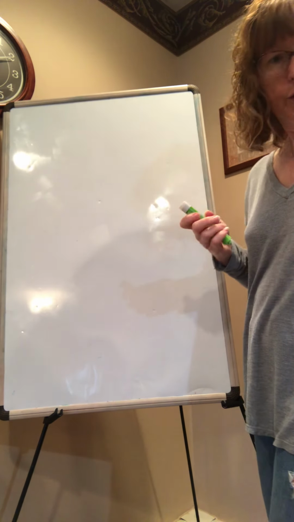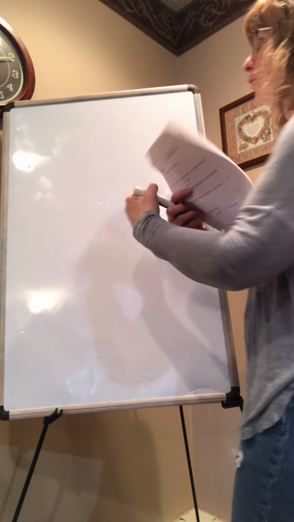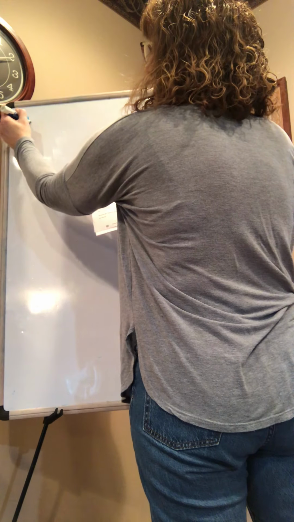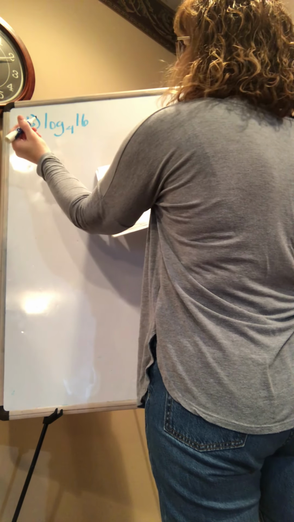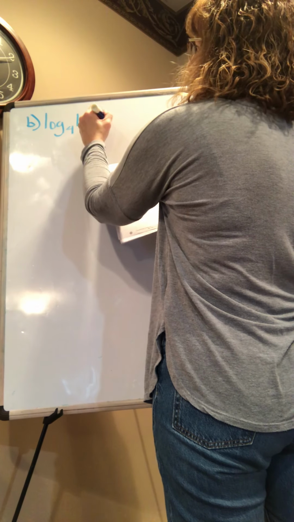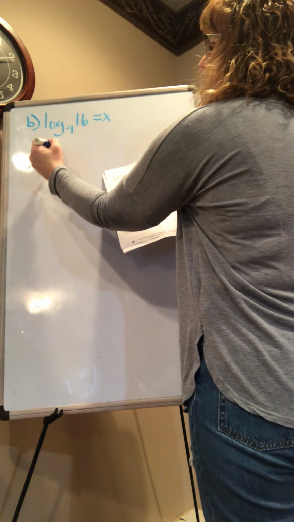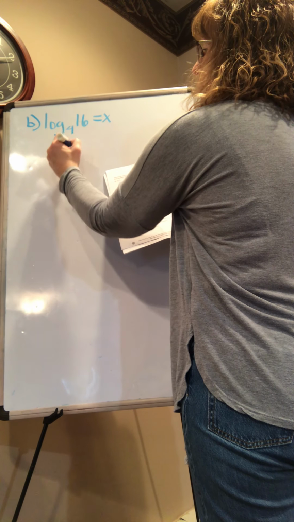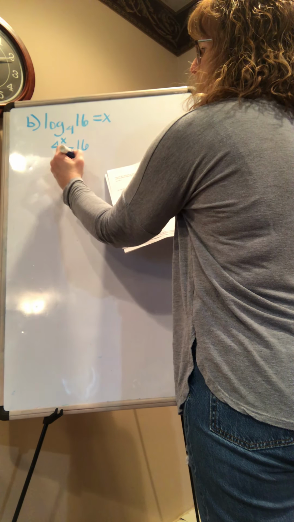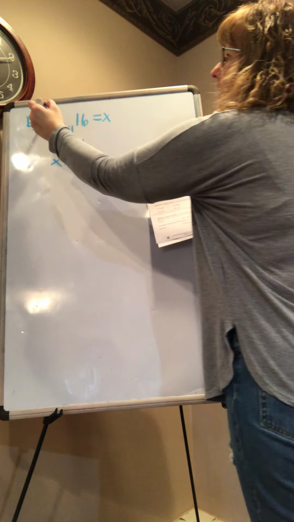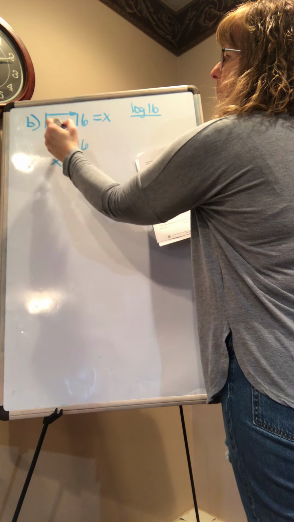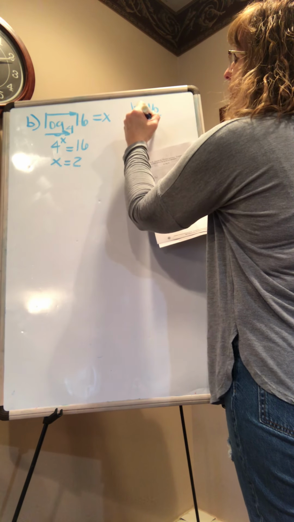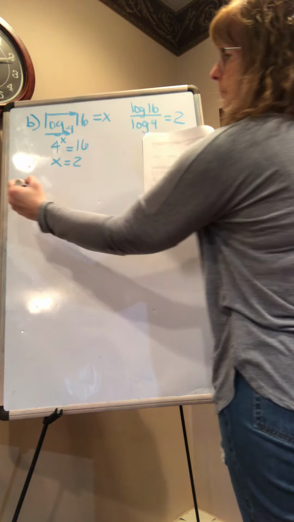All right, so the next one is log base 4 of 16. So B, log base 4 of 16. Again, if you use the flip, we have 4 to the x equals 16. So x equals 2. And on the calculator, you could have typed log of 16 divided by the log of 4, and you're still going to get 2.